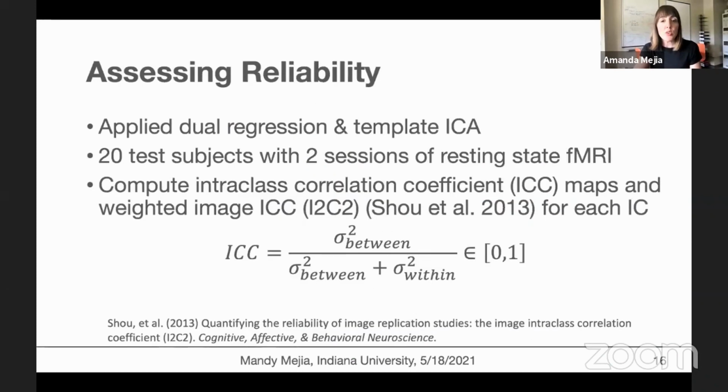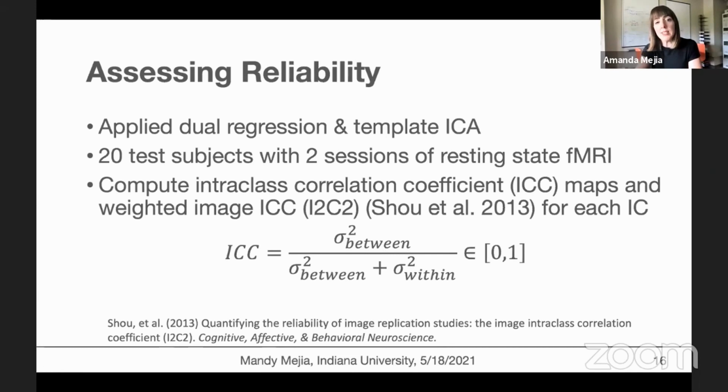We also wanted to assess the reliability: how much unique and reliable subject-level information are we getting from this approach? We know they're smoother, but are they actually better? Are they more accurate? So we applied dual regression and template ICA to data from 20 test subjects with 2 sessions of resting-state fMRI, using the templates we estimated previously.